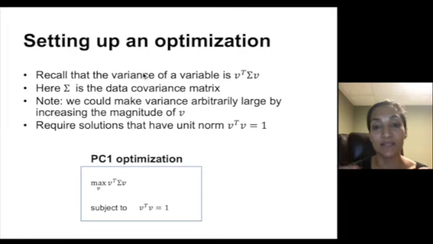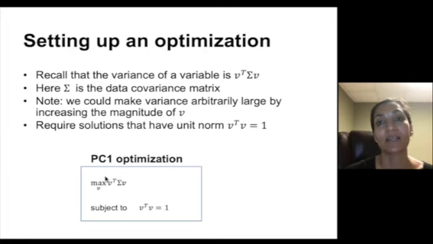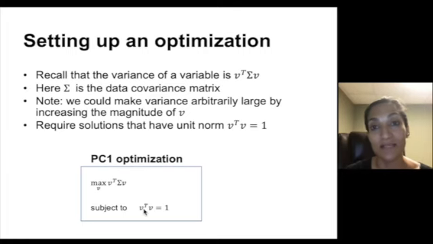Recall that the variance of some variable v, which is written in terms of the original features, is v transpose times sigma, the data covariance matrix, times v. We can simply set up a maximization that says, let's maximize v so that this quantity right here, the variance, is maximized. But there's a way to cheat that optimization. Namely, we can just make the magnitude of v arbitrarily large by scaling the vector. But since we want to avoid that, we subject it to the constraint that v have unit norm.